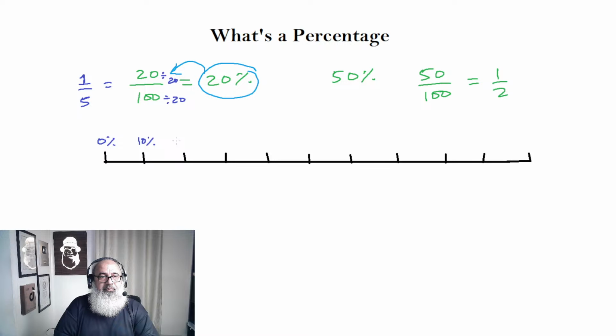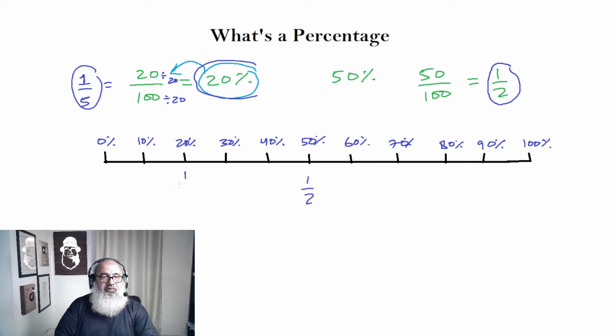We already know that 50% is 1/2, right? And 20% is this 1/5. This is 0, and here we have 1. So these are the percentages. 100% means 1, and 50% means half, 20% means 1/5, and so on.